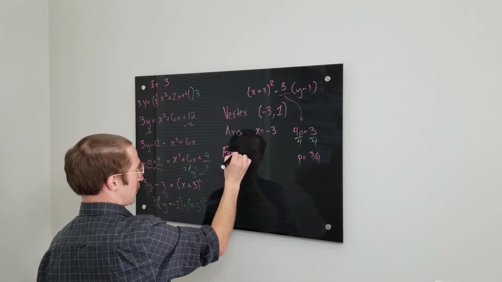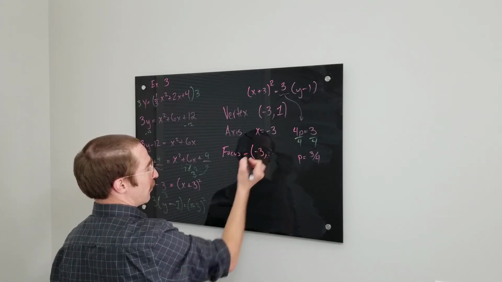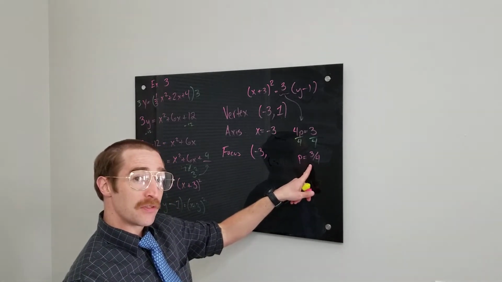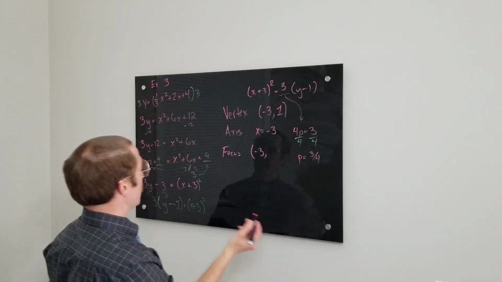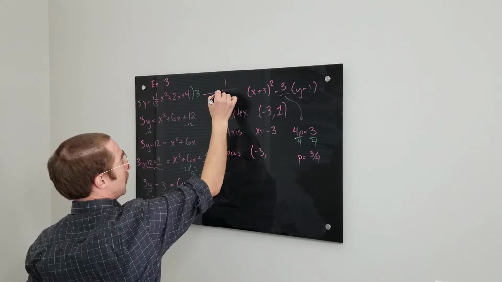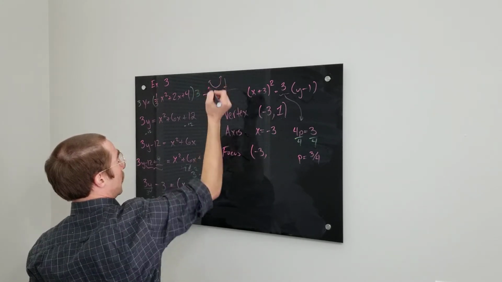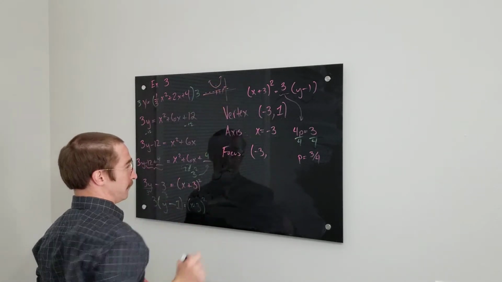The focus, it's lying on the axis, so it's at -3, comma, and then it's going to be p above the vertex. Because it's opening up, the focus is going to be inside. So the graph essentially looks like this. -3, comma 1, graph is opening up that way. Focus is here, directrix is there.